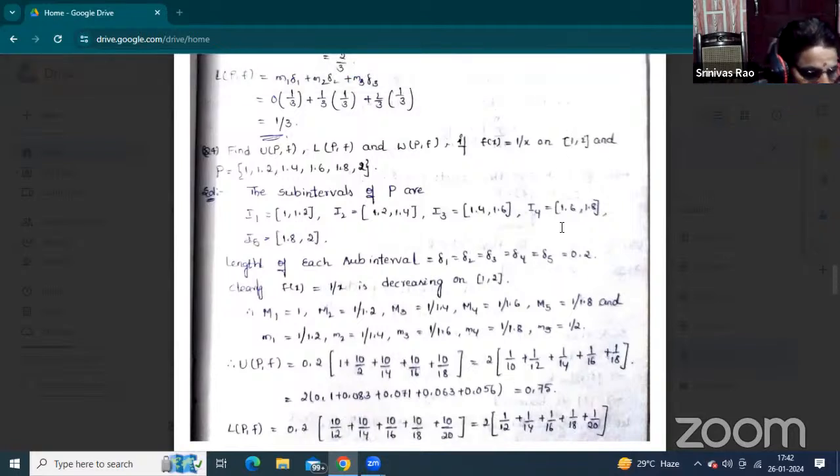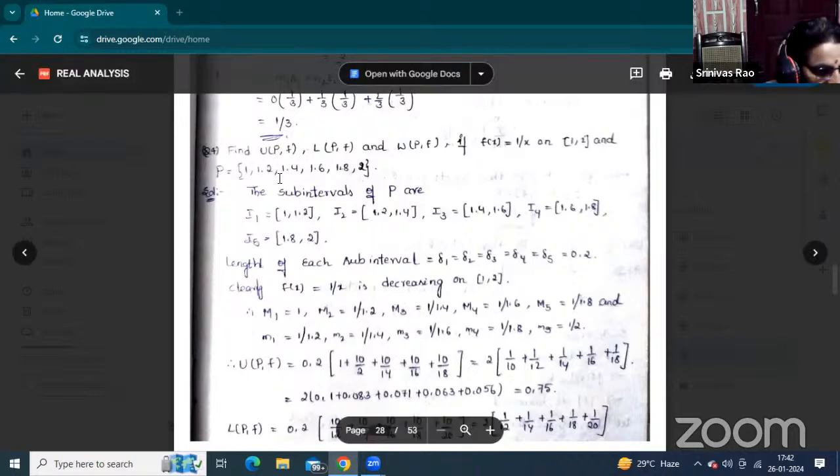Okay, now, is somebody there? Okay, solve. That is the reciprocal function. How to write the partition set between 1 to 2? According to the reciprocal, how to get the values between 1 and 2? How to write the partition set?